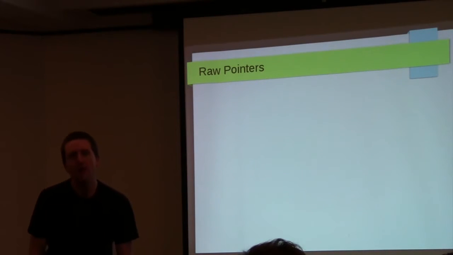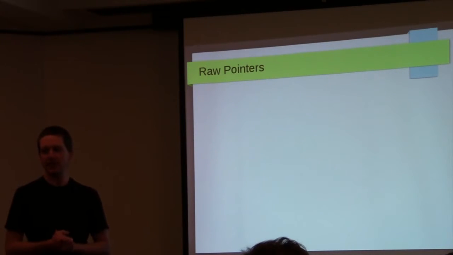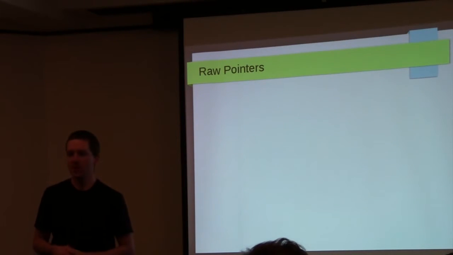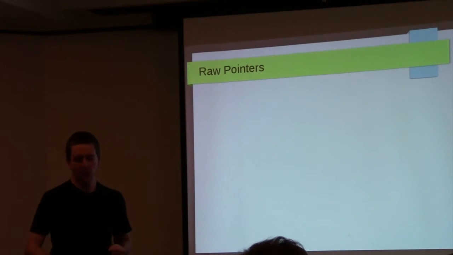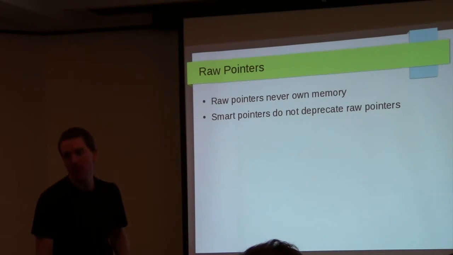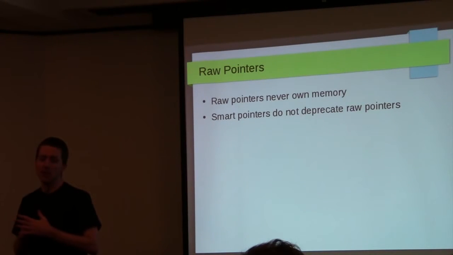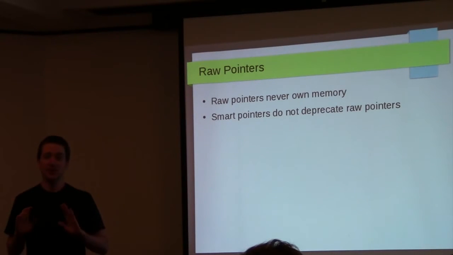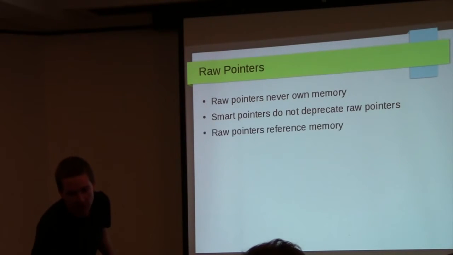So I think one of the most misunderstood things since C++11 is raw pointers. A lot of my coworkers come to me and think that shared pointers are here, so we shouldn't use raw pointers anymore. And I would disagree with that. I say that smart pointers do not deprecate raw pointers. The important thing is that raw pointers don't own memory. It is absolutely fine for them to reference something. They don't own anything. They're just a reference to it.